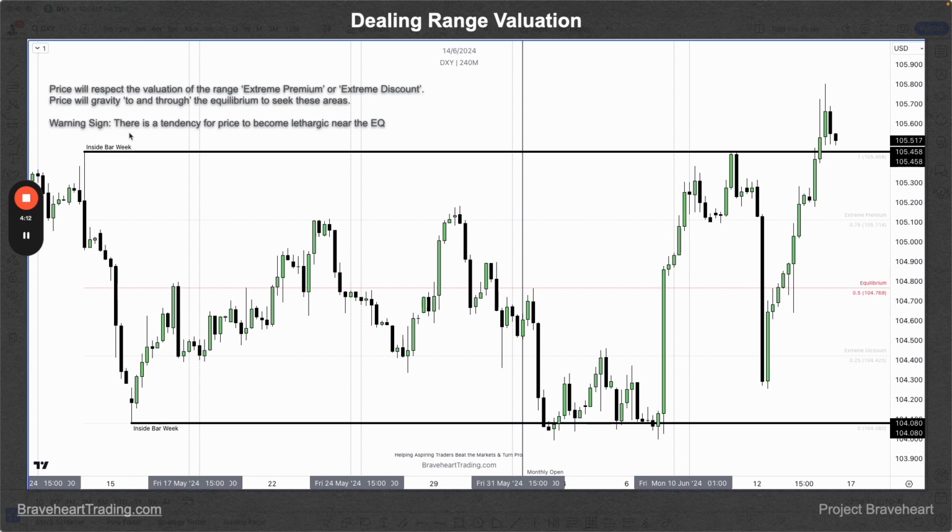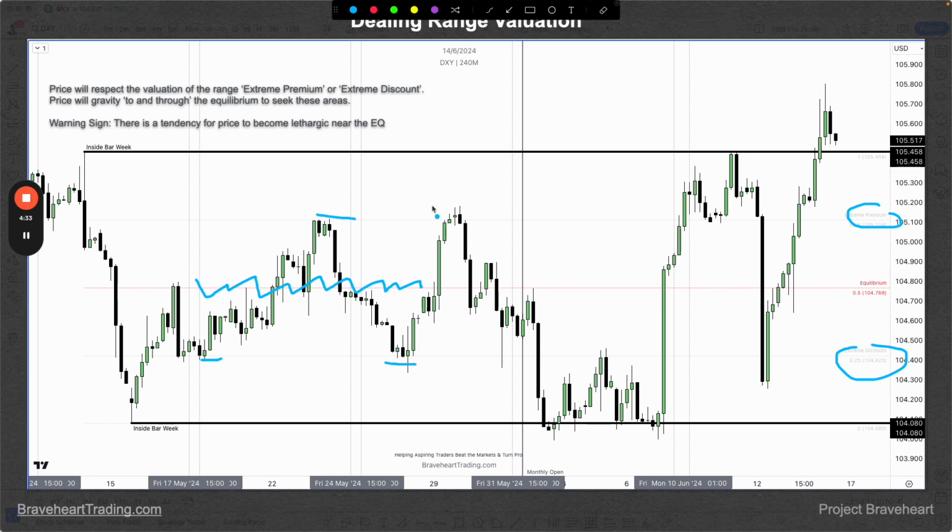Warning sign. There is a tendency for price to become lethargic near the equilibrium. So just pay attention that when you're near here, price will become a little bit more choppy. But if you're at the extremes, that's when reversals occur, and that's where you want to be framing most of your trade setups around, or waiting for the volatility valuation here and then trading after that.